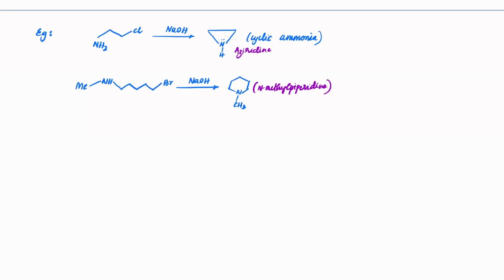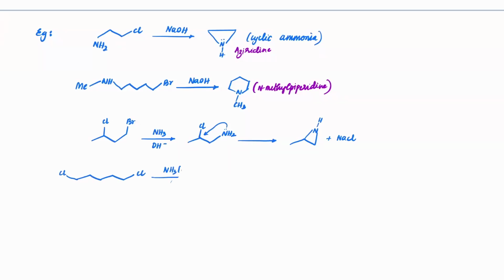Next, in case you have one chlorine and one bromine at the 1,3 position with ammonia, correct? First, ammonia will come at the better leaving group position, and from there the internal attack will take place to give this aziridine form and NaCl. And what if they are far away? If the chlorines are far away with excess ammonia, you will get ammonia on both ends in place of the chlorides. So this is the product formation.